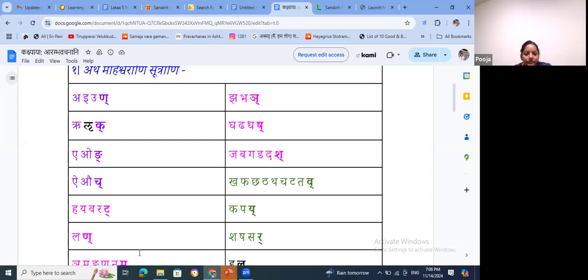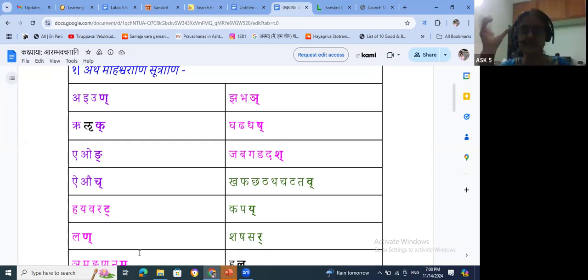So if you remember, Lord Nataraja danced, and with the damaru, he gave 14 beats. From those 14 beats, Panini Maharishi heard these sounds.